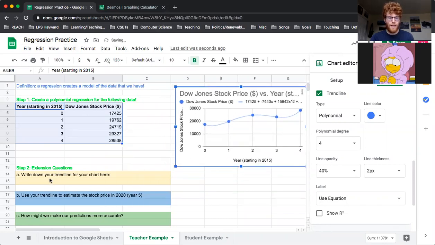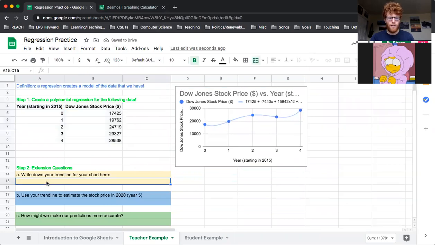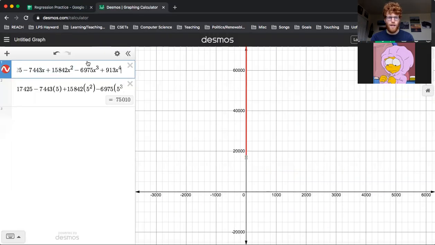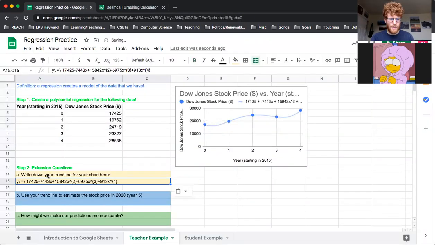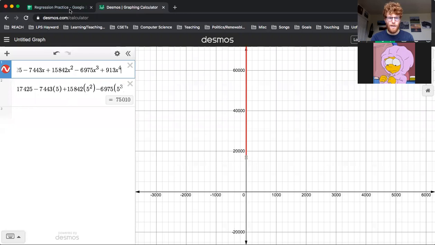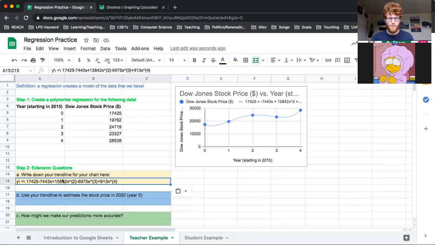Write down your trend line for your chart here. Well, the trend line is the 17,425. I can just copy and paste that from this thing I wrote in Desmos. It's going to come up a little wonky, but it's okay. I'll know exactly what you mean. You can see here that it copies and pastes it over here. All it is, I highlighted, copy and pasted it over here.